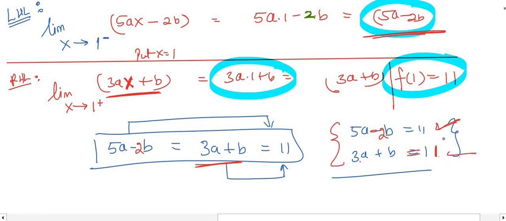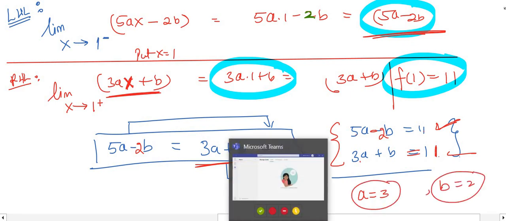How to solve these two equations to get a and b? I think you know already. So I am writing the answer. a is equal to 3 and b is equal to 2. Next question.